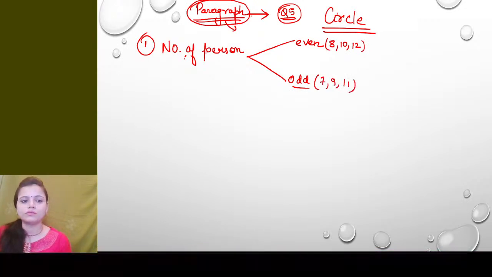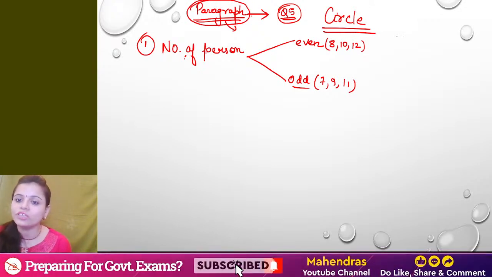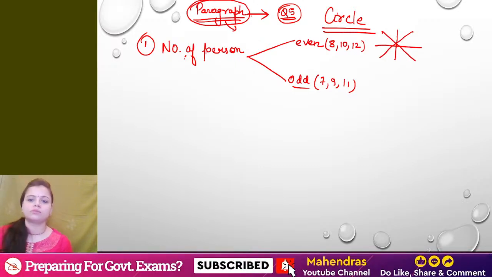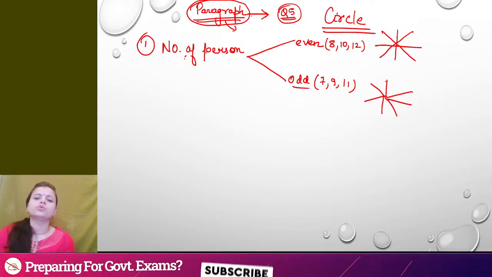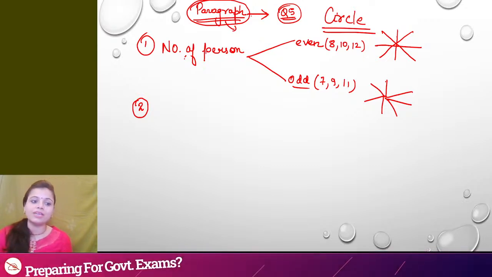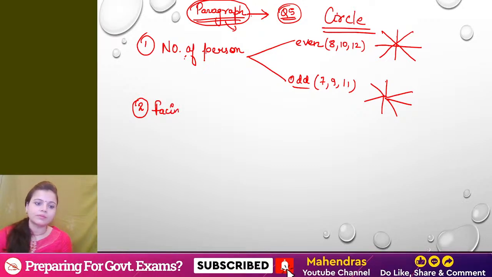For an even number of persons, suppose there are 8 persons, always place the persons opposite to each other. And for odd, there is no need to place the persons opposite. You can place the persons in any manner. But for even you have to place the persons opposite.